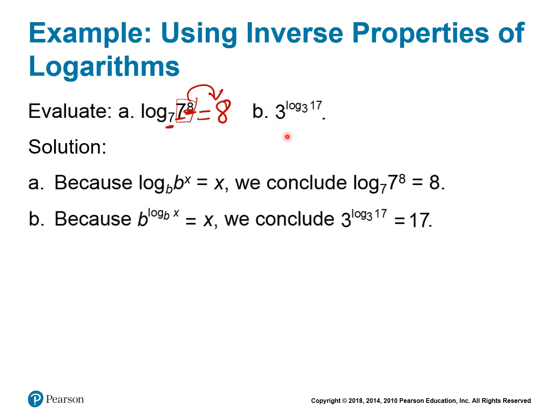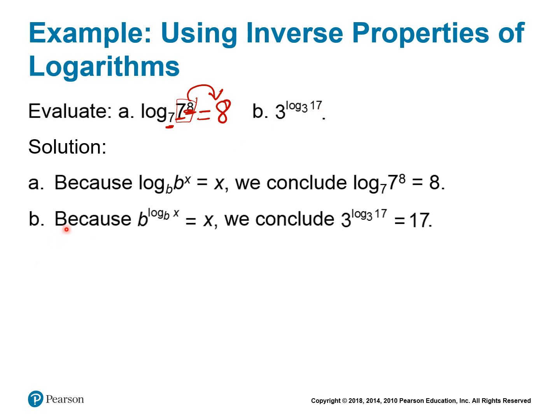The other one is applying the second inverse property we learned. So this is an exponential expression, right? 3 to the power log base 3 of 17. What the rule told us was as long as the base of the exponent here and the subscript of the log in the exponent are the same, then the evaluated answer of this expression is going to be whatever this value is next to log base 3, which is 17.